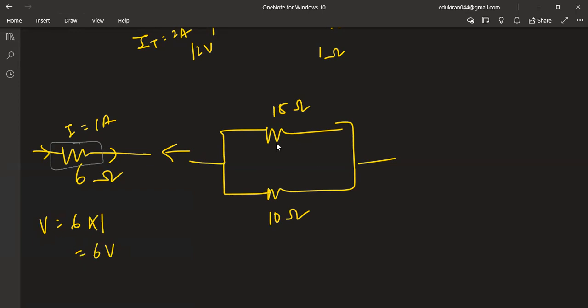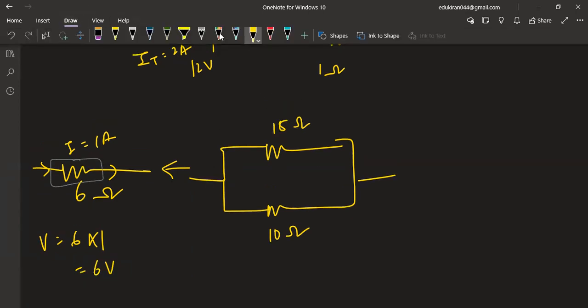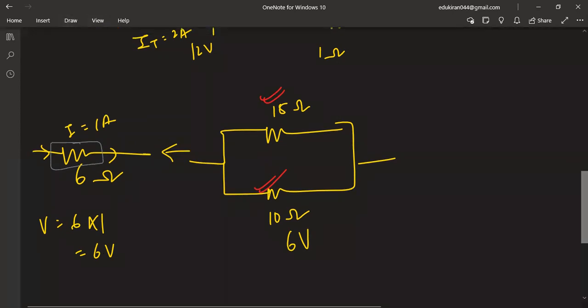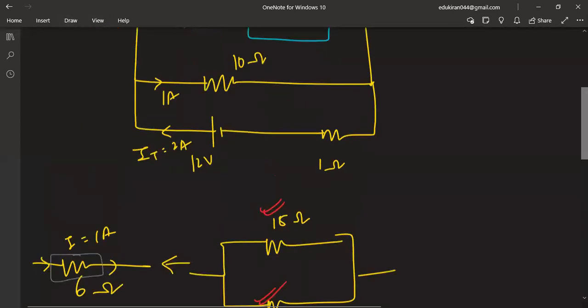So these are in parallel across the 15 ohm and 10 ohm. What will be the potential? It will still be 6 volt. Had it been connected in series, then this wouldn't have been the answer. But I think Adriel was also asking the same thing. This would be the fastest method.